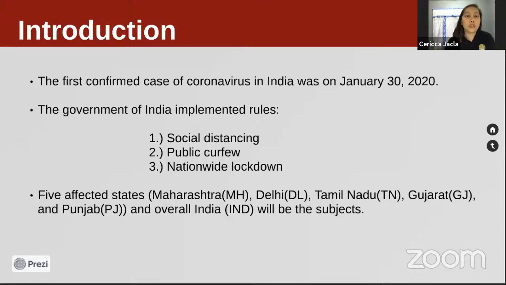This was implemented on the 22nd of March, and then their prime minister ordered a nationwide lockdown, which is the focus of our presentation. Now, our researchers focused on 5 different affected states in India, namely Maharashtra, Delhi, Tamil Nadu, Gujarat, and Punjab. And of course, they also considered the overall India. So for this research, we have a total of 6 subjects.